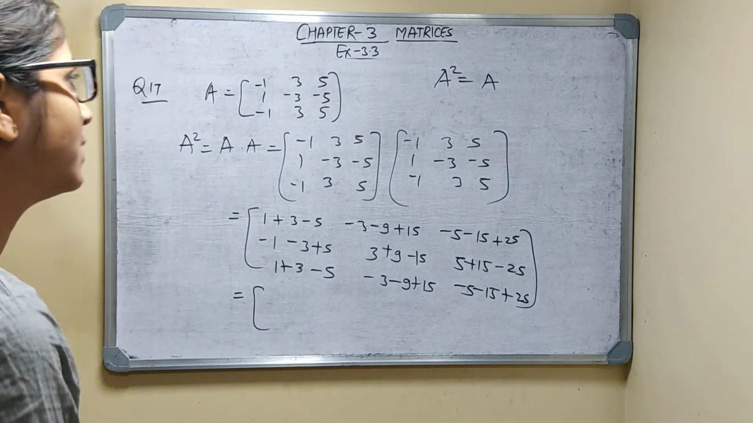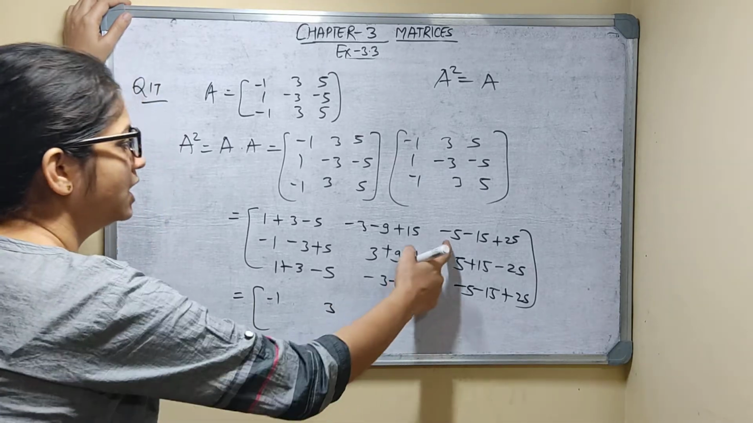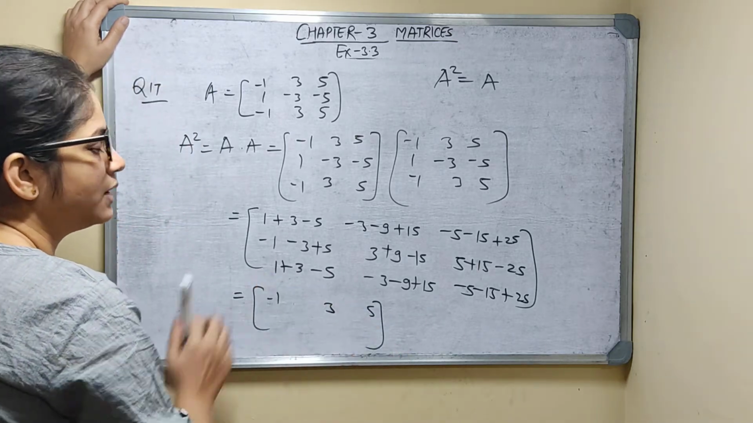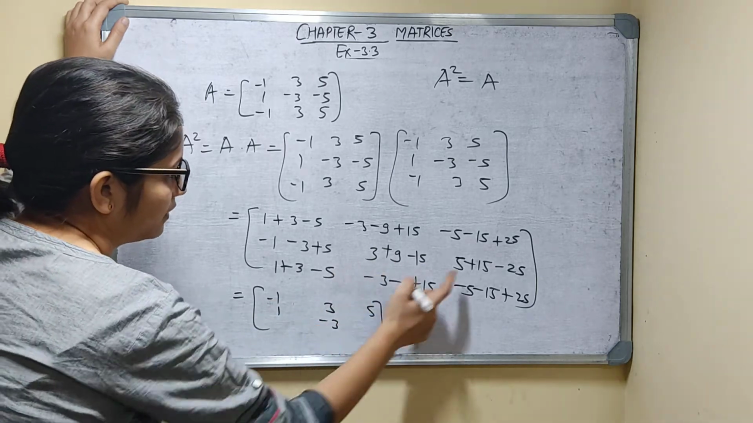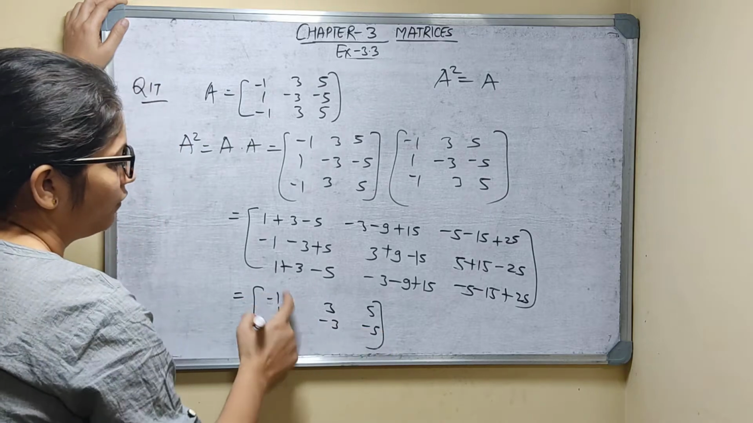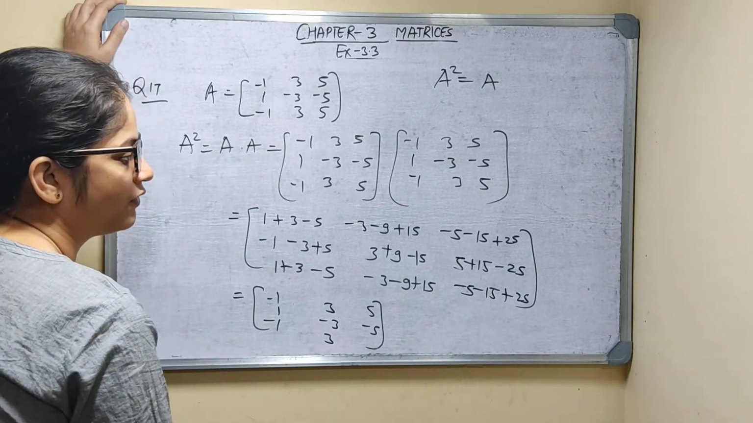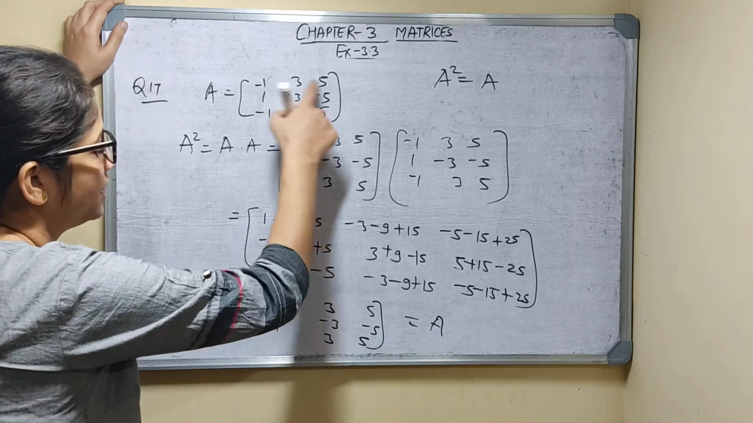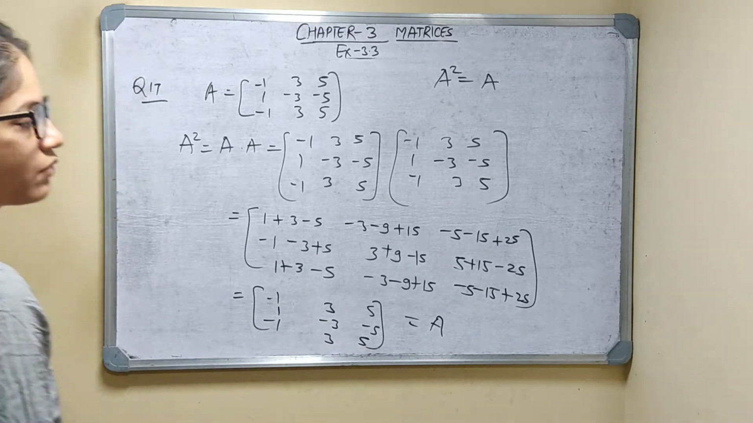1 plus 3, 4, 4 minus 5, that is minus 1. Minus 3 minus 9, minus 12 plus 15, 3. Minus 5 minus 15, minus 20 plus 25, 5. Minus 1 minus 3, minus 4 plus 5, 1. Similarly the remaining entries. You can see it is equal to minus 1, 3, 5, 1, minus 3, minus 5, 1, minus 3, minus 5, minus 1. So it is proved that A square is equal to A. Now 18th question.